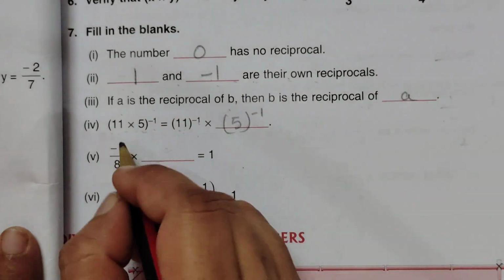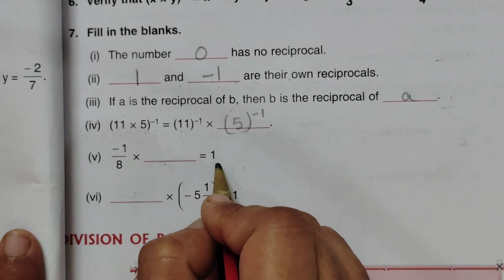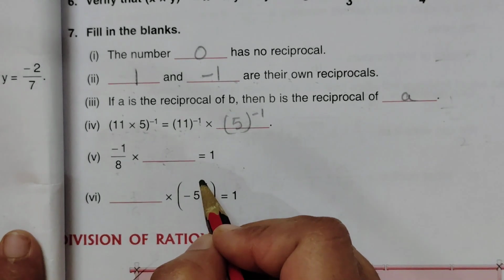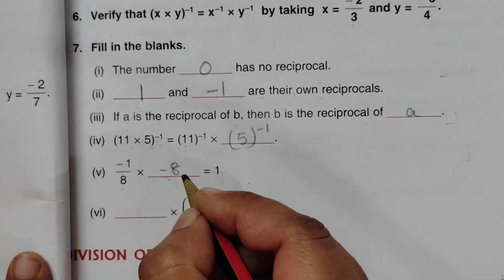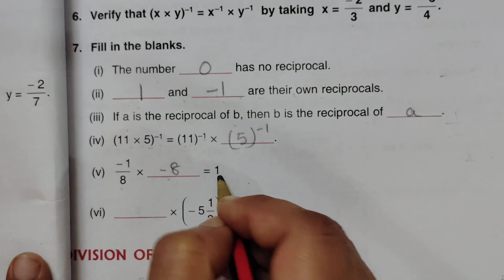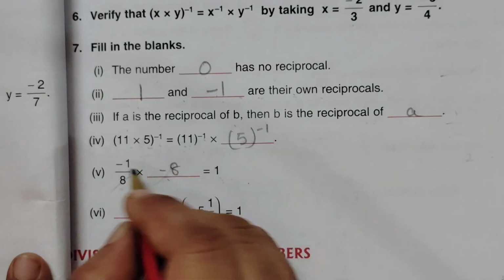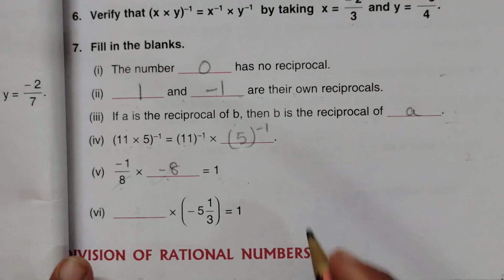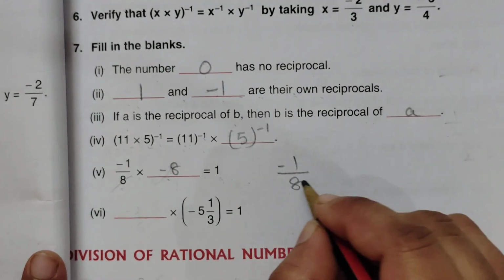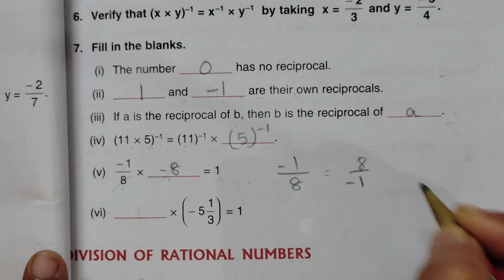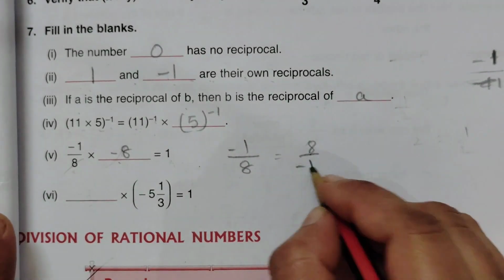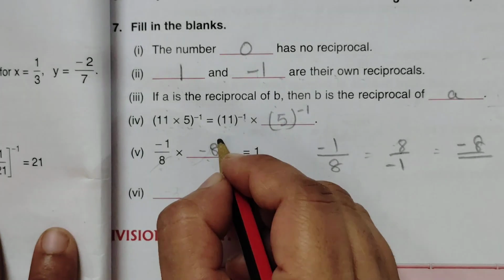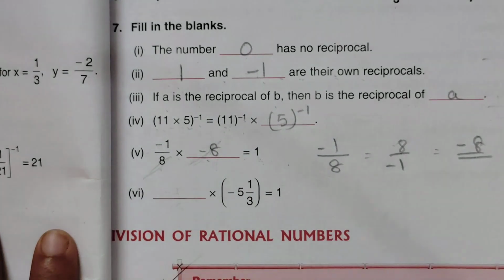Next, minus 1 upon 8 into dash will give you 1. So I have to write the reciprocal of this, so that I will get 1, meaning we cancel it. What I will get? Minus 8. So I will get 1. How? 8 and 8 get cancelled, so 1 into 1 is 1. And how did you get minus 8? See, minus 1 upon 8, what is the reciprocal of this? 8 upon minus 1. But we don't keep minus 1 in the denominator, so the minus will go up and it will become minus 8. So I wrote minus 8. And this gets cancelled, minus minus plus, so I get 1. Got it?